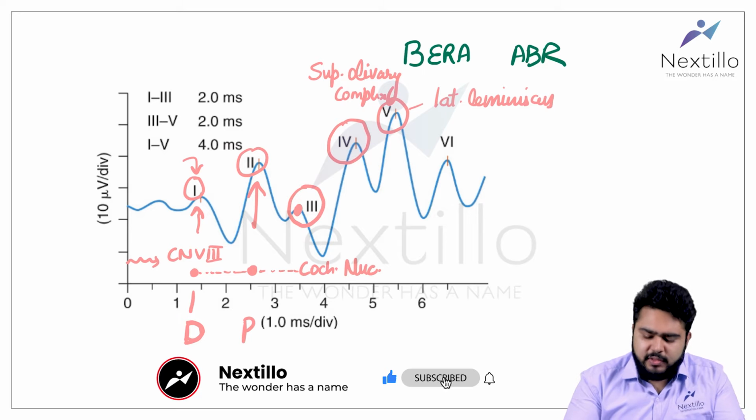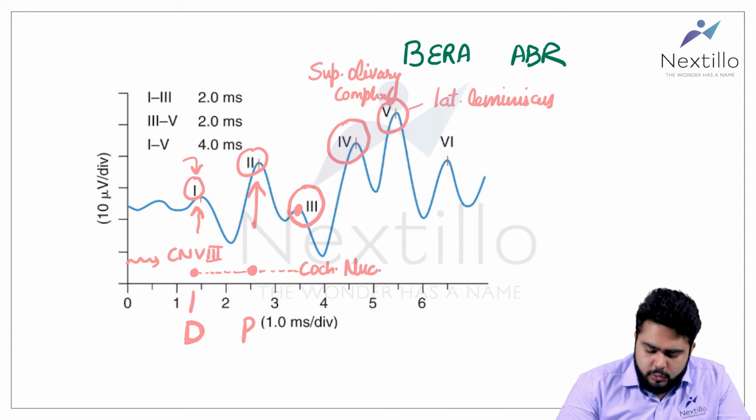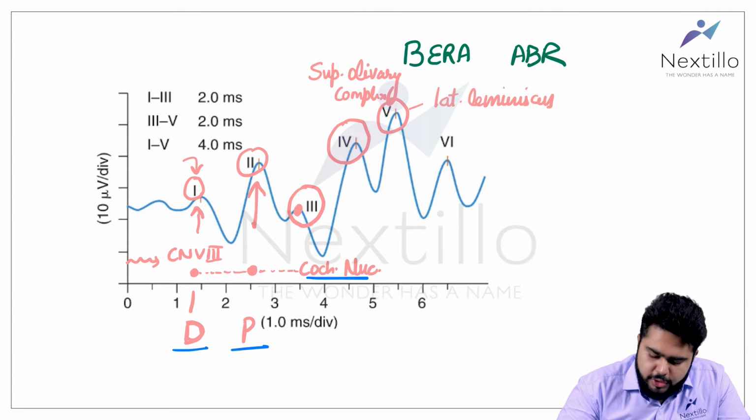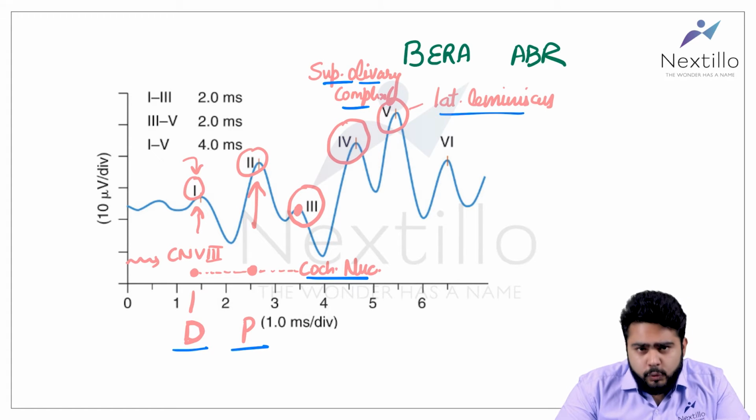So this is the major thing which they may ask, like which wave is because of what. So you'll remember: distal part of the vestibulocochlear nerve, proximal part of the vestibulocochlear nerve, cochlear nucleus, superior olivary complex, lateral lemniscus. It's very easy. This is BERA. Let's move on to the other question.